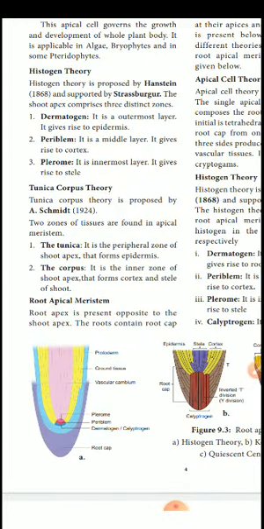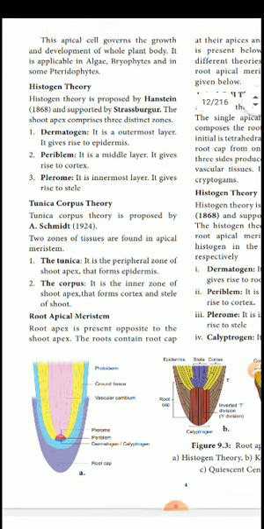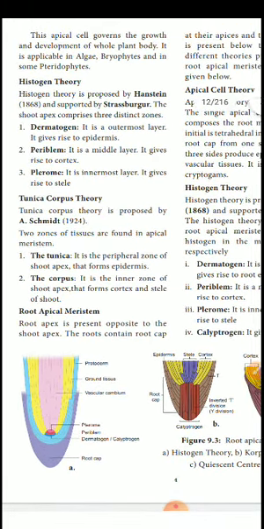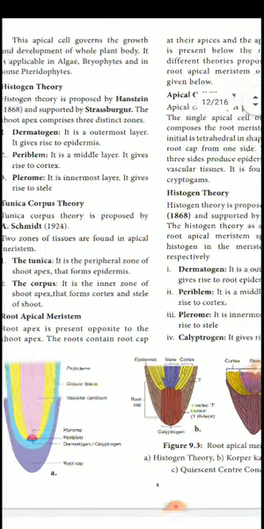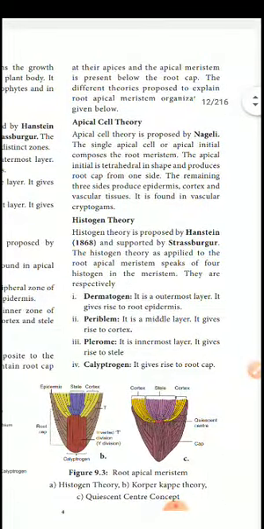And the tunica corpus theory was proposed by Schmidt. Two zones of tissues are found in the apical meristem. The tunica is the peripheral zone of the shoot apex that forms the epidermis. The corpus is the inner zone of the shoot apex that forms the cortex and stele of the shoot. The root apical meristem is opposite to the shoot apex. The root has a root cap, and the apical meristem is present below the root cap.